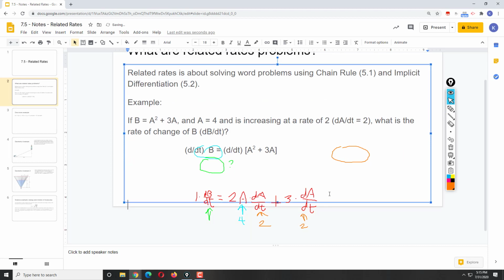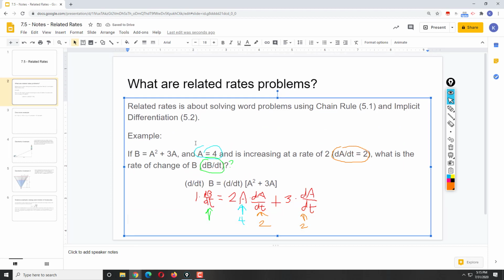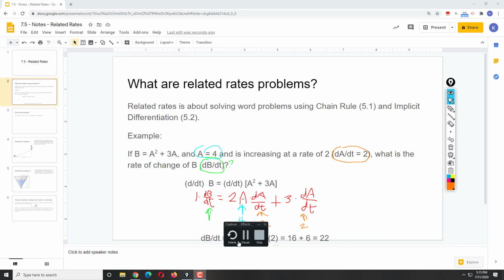And when we plug in, we get dB over dt, which is what we want, is equal to 2 times 4 times 2 plus 3 times 2, which is 16 plus 6, which is 22. So we know that dB over dt is 22. Okay.